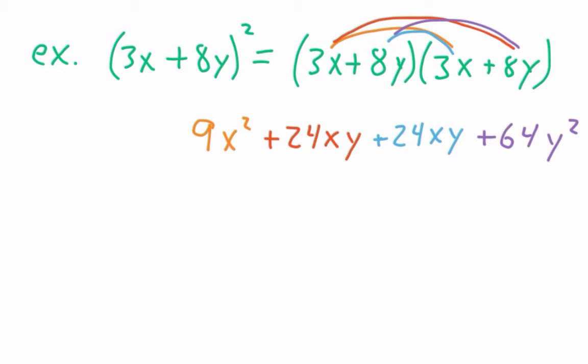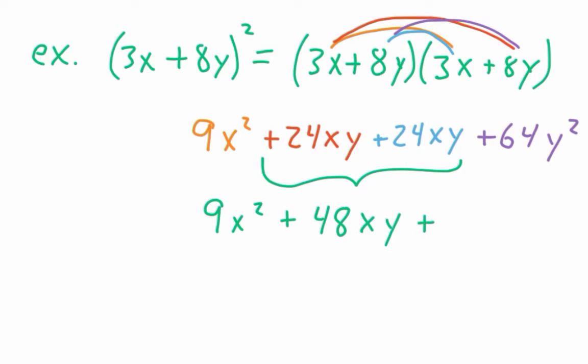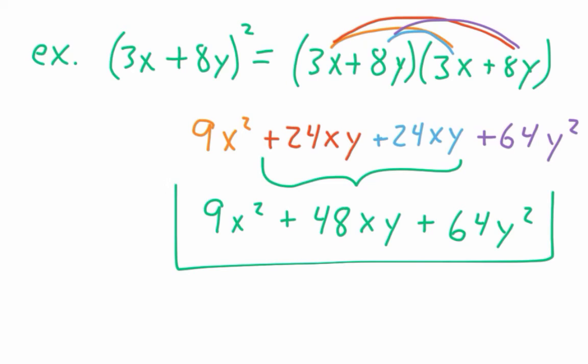And then from there, you could combine the outside and the inside, and you have your 9x squared plus 48xy plus 64y squared. So a little bit more practicing with the foiling.